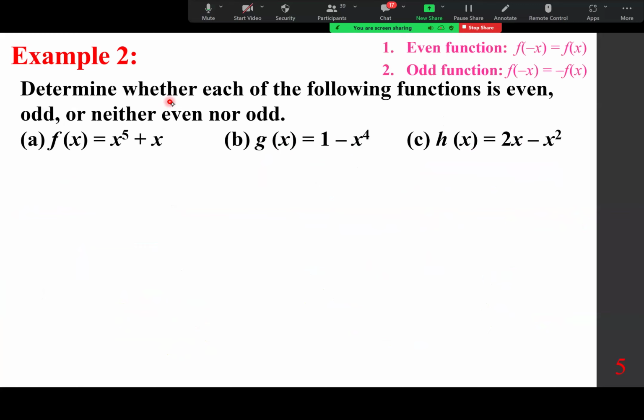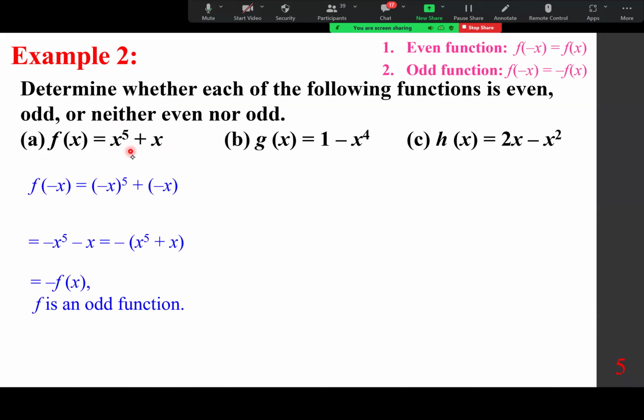Determine whether each of the following functions is even, odd, or neither. Reminding everyone, even function means f of minus x is f of x. Odd function is f of minus x is minus f of x. So all you have to do, evaluate f of minus x. This is minus x to the power of 5. This is minus x. As you can see, this is the negation of this statement, and therefore it's minus f of x, which makes it an odd function.